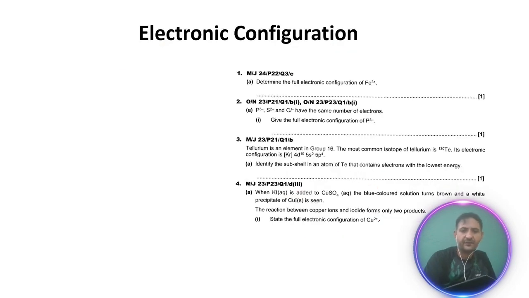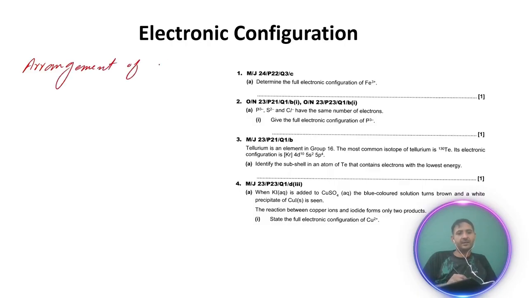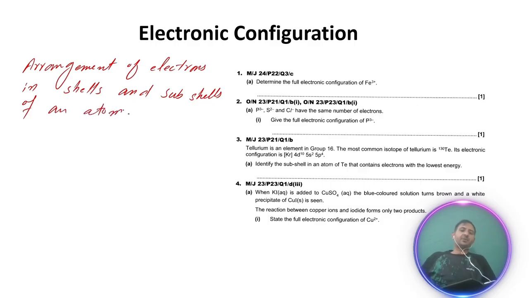So we have the next question. It is related to electronic configuration. First I will teach you what electronic configuration is. Electronic configuration is the arrangement of electrons in shells and subshells of an atom.